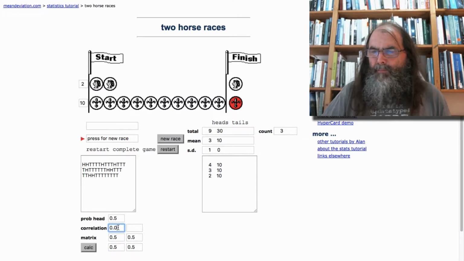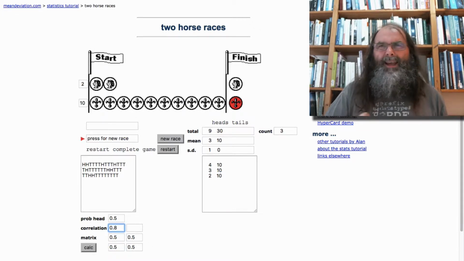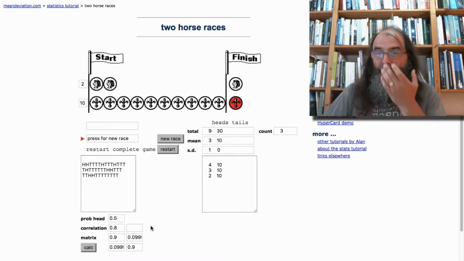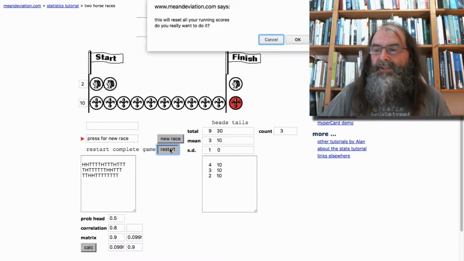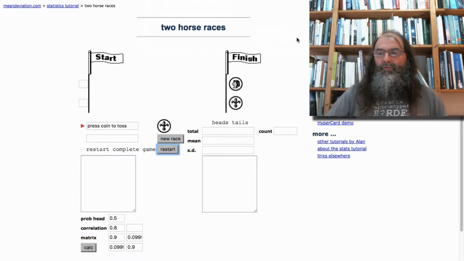So I'm going to give it quite a big-ish correlation. I think 0.8 tends to be quite a nice big-ish one here. So we're going to clear things again, restart, clear everything out completely, and set off.